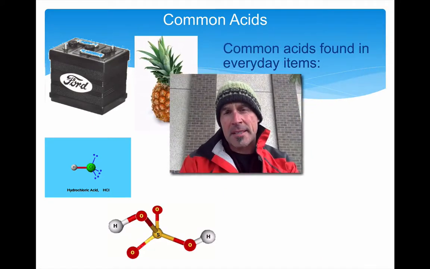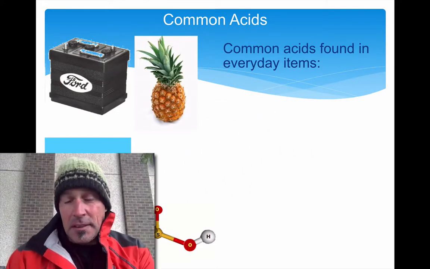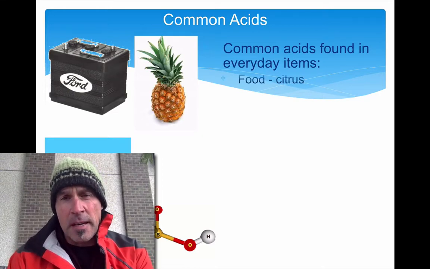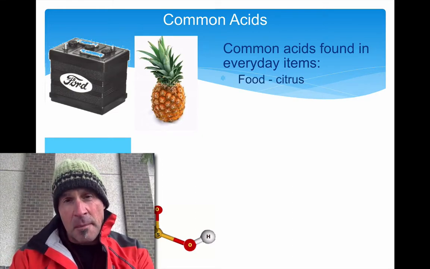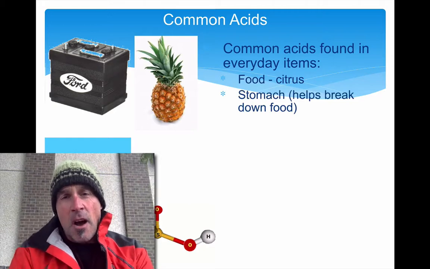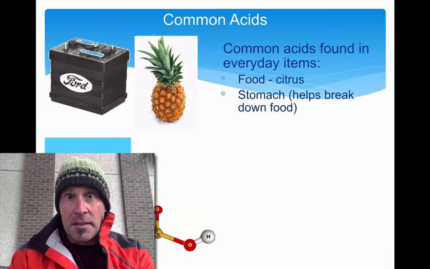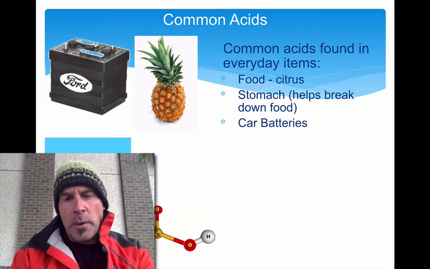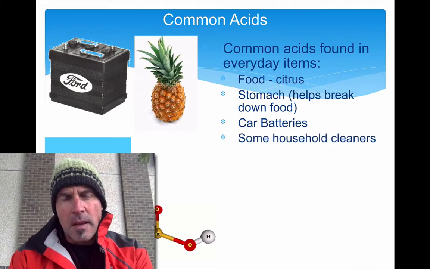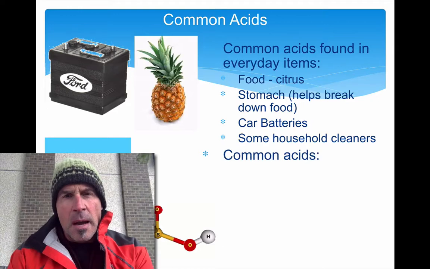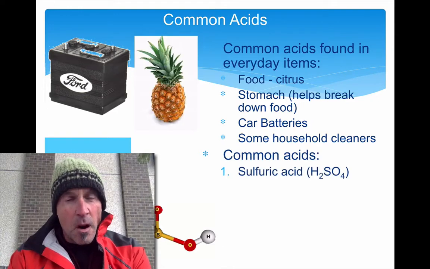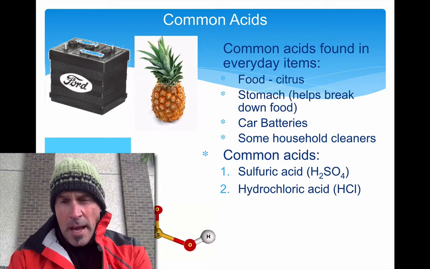All right, so some common acids. A common acid is found, it's pretty prevalent. It's found in everyday items, such as food, like citrus, lemon, things like that. Also in your stomach, it helps to break down food. We'll call it stomach acid. All right, also in car batteries, some household cleaners. Some common acids are sulfuric, H2SO4, and hydrochloric, which is HCl.